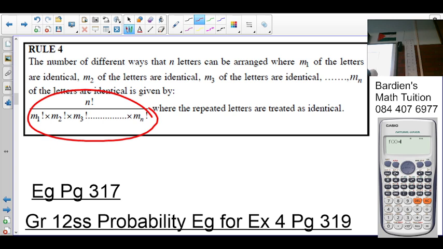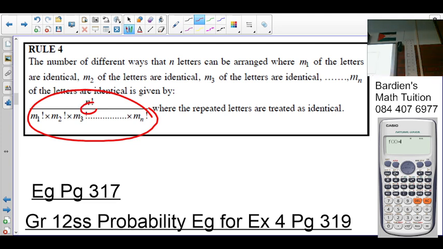Okay, when do we apply the formula? When we read that the repeated letters are treated as identical letters. That's how we identify which formula to use, or when to use this formula in particular. If you see that the repeated letters are treated as identical letters, this formula must come to mind. So how do you use the formula?